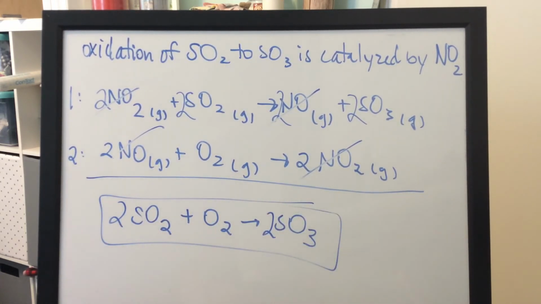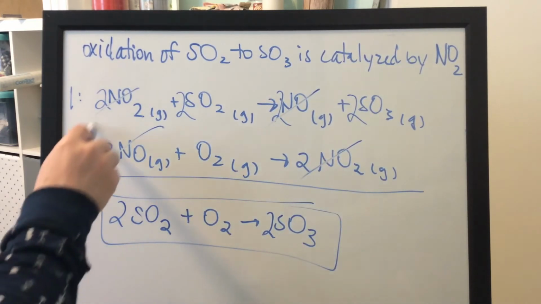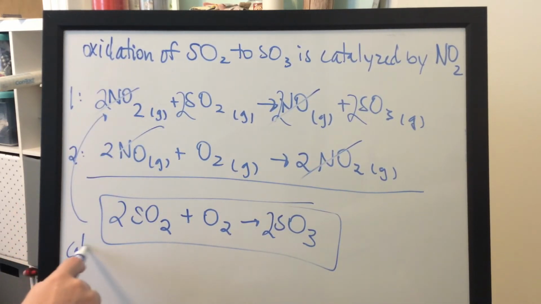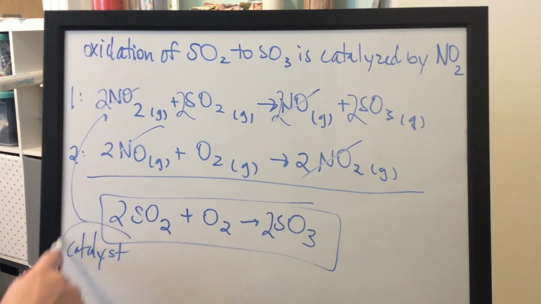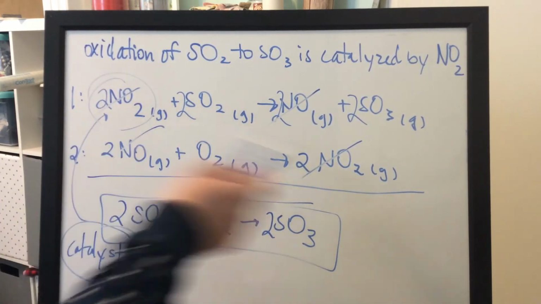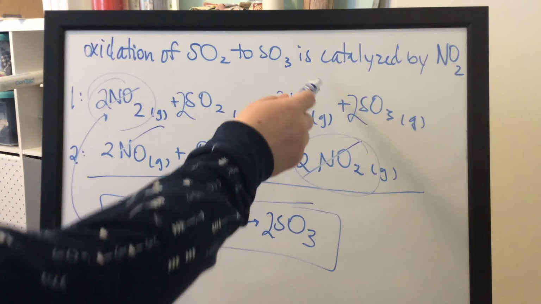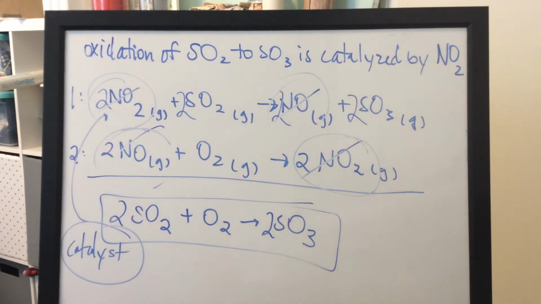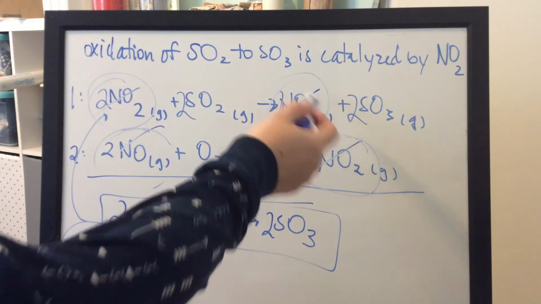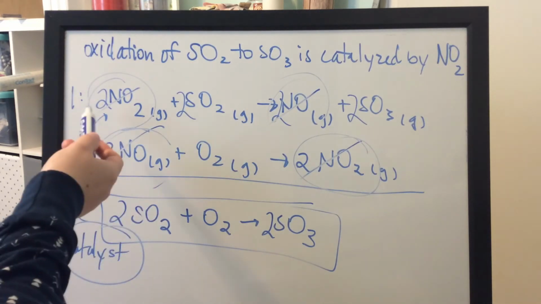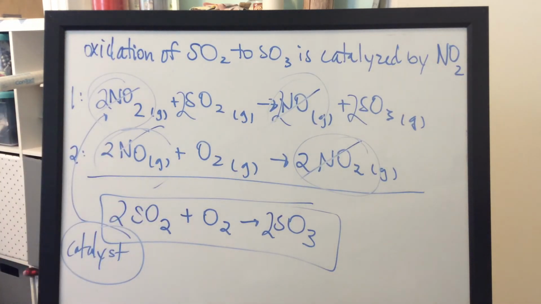Okay. So in this case, they told us that NO2 was the catalyst, right? Notice it's there at the beginning. In this case, it would be referred to as a homogeneous catalyst because it's also a gas. Now, NO2 is a catalyst, but NO is an intermediate. So be very careful about the difference between a catalyst and an intermediate. An intermediate is created and then used while a catalyst is present at the beginning. It's super important to know the difference between the two.